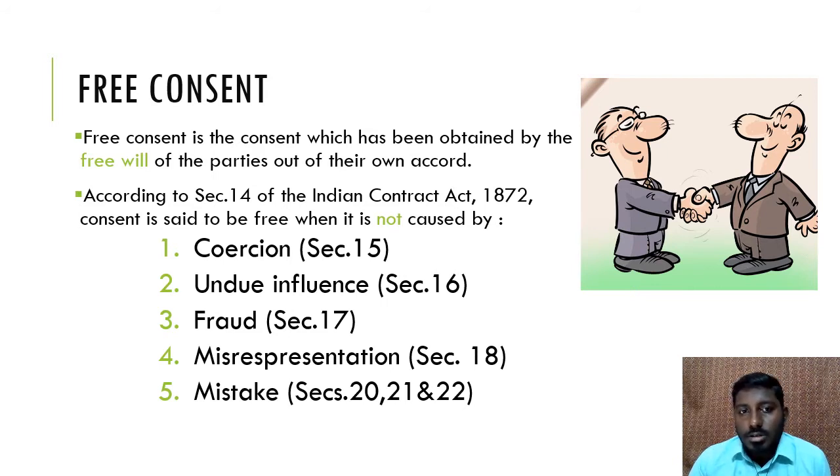Okay, so according to section 14 of the Indian Contract Act 1872, consent is said to be free when it is not caused by these five things which are mentioned here. So these are against free consent. Number 1 is coercion, which is mentioned in section 15. Second is undue influence, which is mentioned in section 16. Third one is fraud, which is mentioned in section 17. Fourth one is misrepresentation, which is mentioned in section 18. And fifth one is mistake, which is mentioned in sections 20, 21, and 22 of the Indian Contract Act 1872.